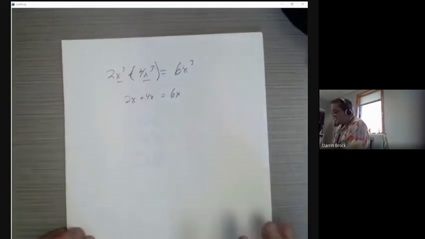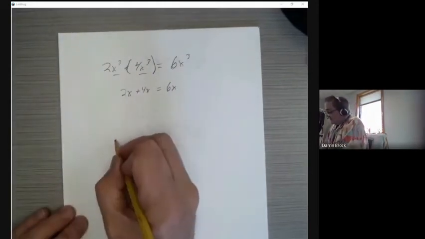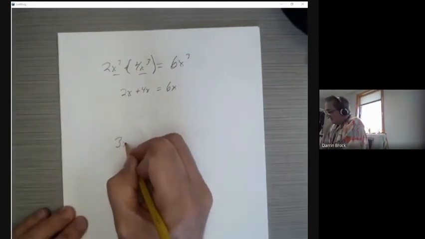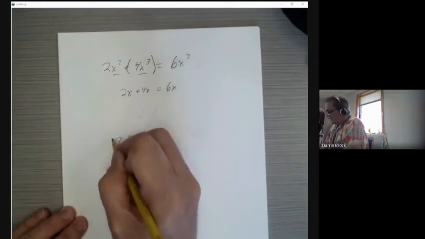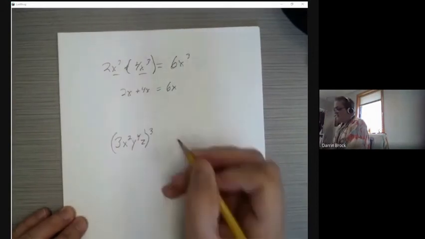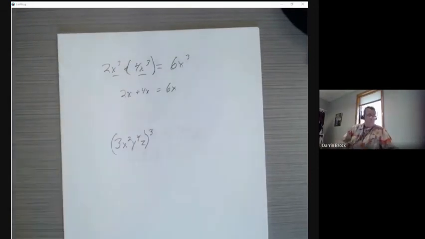Pay attention on the test because they don't use just variables. They might give you a problem like 3x squared y to the fourth z, all of that to the third power. And they would say, simplify that. And you're like, oh, goodness, how do I do that? Well, if you remember how our powers work, let me go back and find that page here real quick.